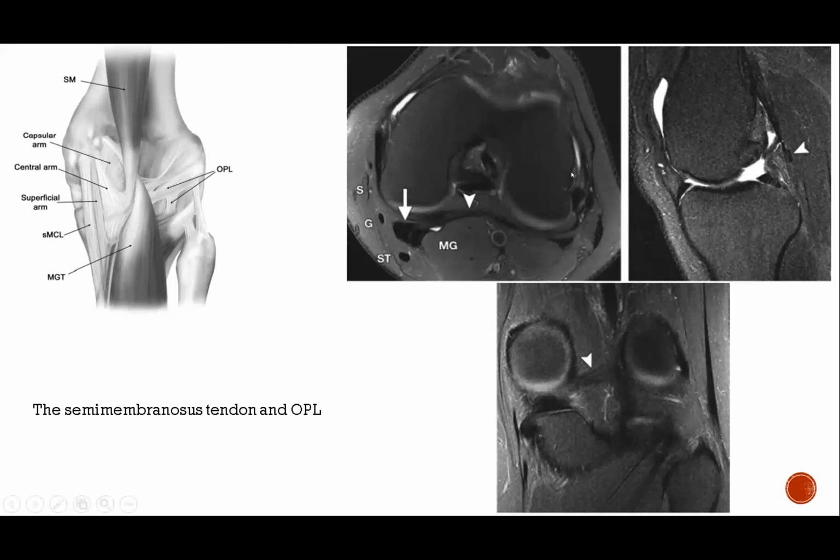So this is the image depicting the semimembranosus tendon and the oblique popliteal ligament. The oblique popliteal ligament in the null section. We can actually see the oblique popliteal ligament from the main joint per se.